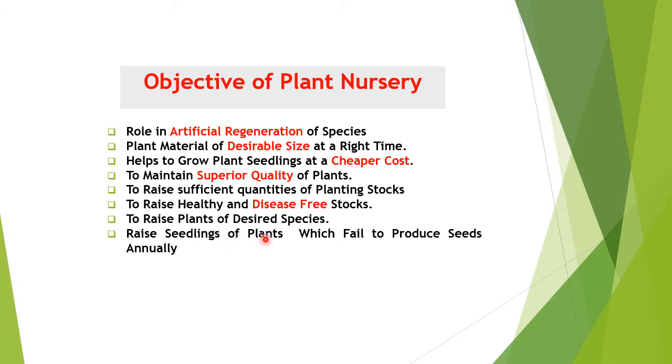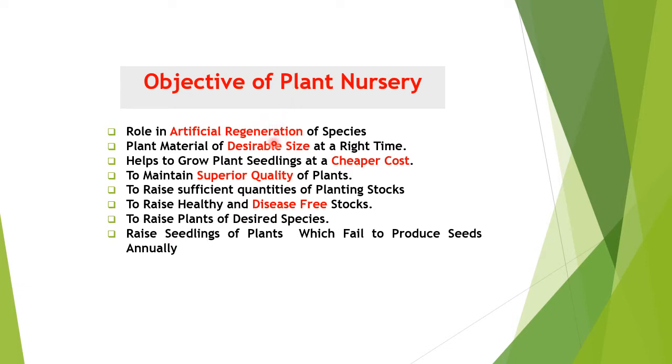raise seedlings of plants which fail to produce seeds annually. There are some plants which are not producing seeds annually. Suppose we have a conifer, it takes from seed formation to seed germination 3 years, but every year you see the seedlings are available. That's only because of the plant nurseries which are growing them. Otherwise, they fail to produce seeds annually. So this is the main objective.